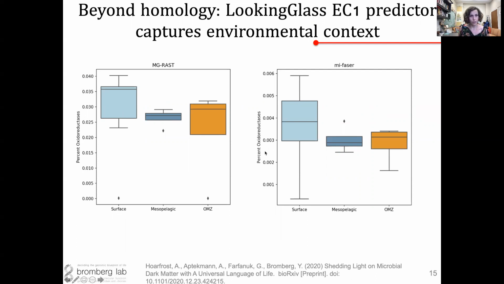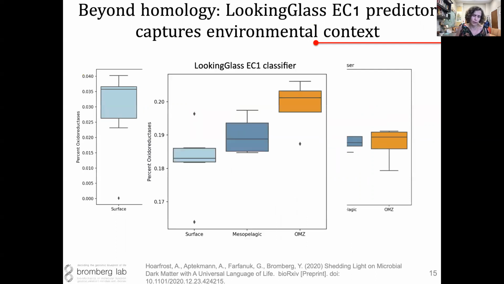Now, in reality, you would expect that there would be a lot more oxidoreductase activity in the oxygen minimum zone, because there you would actually need to do more work to get those electrons out. And this is something that we observe when we use the EC classifier trained on the LookingGlass embeddings. So this we use as a confirmation of the fact that EC1s predicted by the LookingGlass predictor are actually capturing the functional signal expected for this microbiome community.